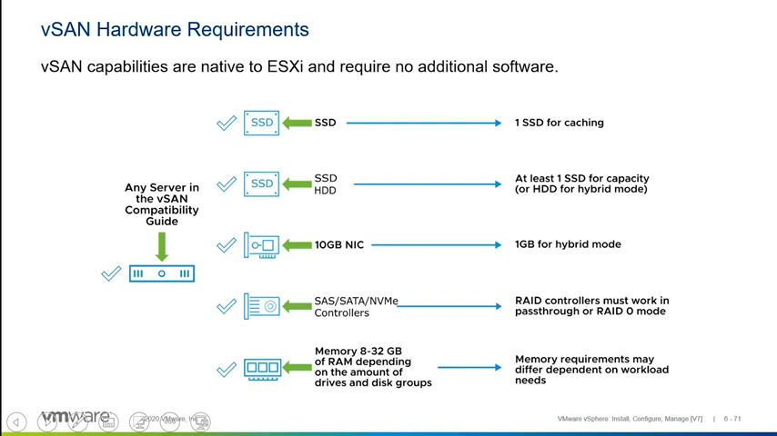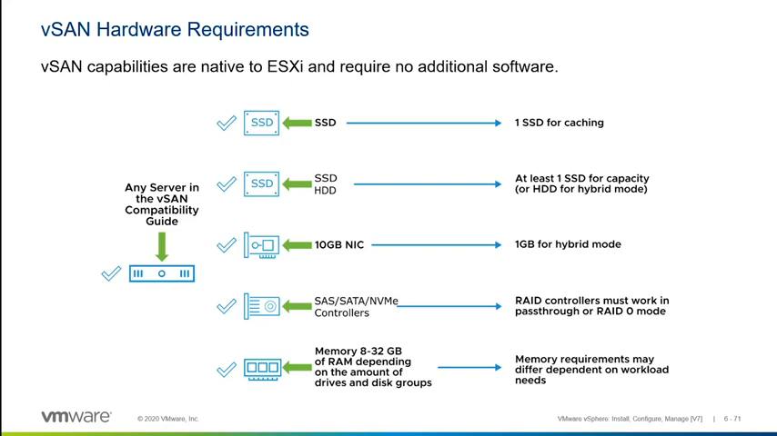Within each ESXi host, like I said, we've got to have at least one disk group that provides one solid-state device for caching and one spinning device or solid-state device for capacity. You've got to have a 10 gig NIC if you want an all-flash vSAN data store. You can get away with a 1 gig NIC for hybrid mode with spinning disks for your capacity devices, but it's not a great situation.